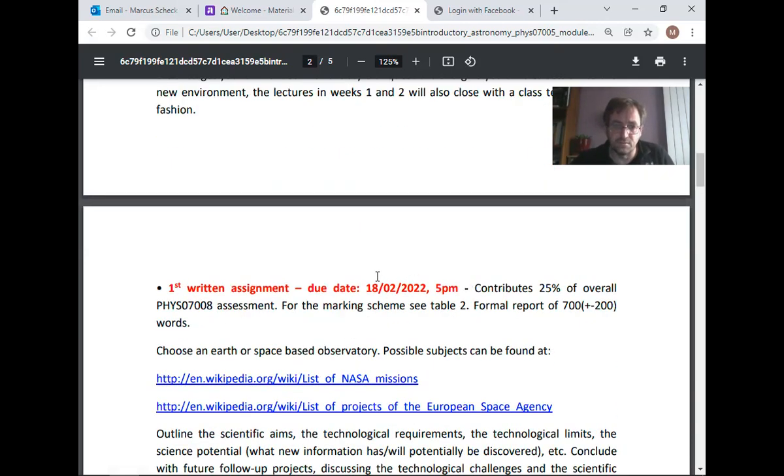Okay, the first is due on the 18th of February. This was about the observatory. Here you find possible missions from NASA, the European Space Agency, but we shouldn't forget that now India is active, China is very active, sure, other countries as well. Russia, of course.